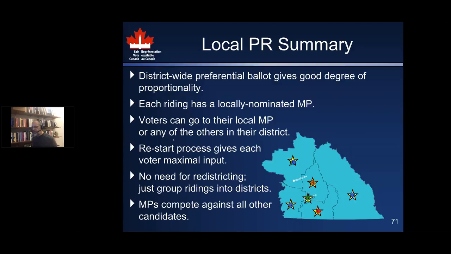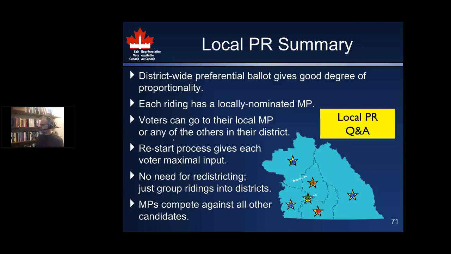I'd like to note that there's no need for redistricting. All you need to do is group the ridings into districts. That would take some work, but not nearly as much work as coming up with new districts. The other thing is that MPs, like in all of the multi-member systems, compete against all the other candidates, not just against the other parties in their riding, but even against candidates in their own party for their seats. So you really do truly, I think, have the best MPs rising to the top. And all that is in the context of a proportional system.